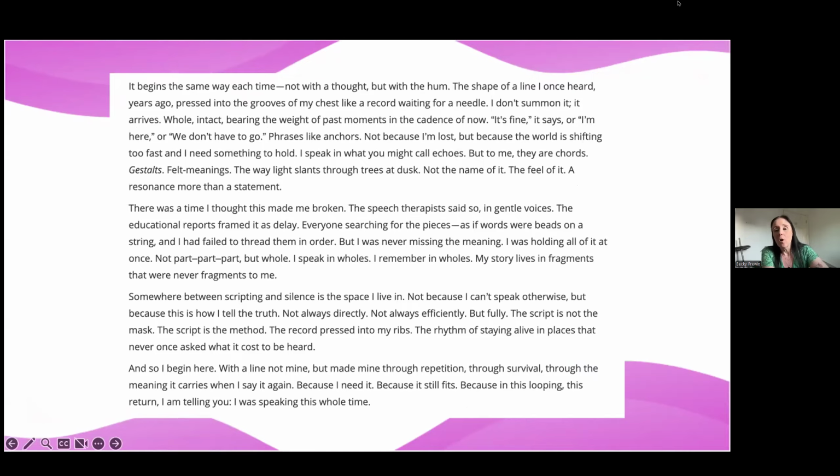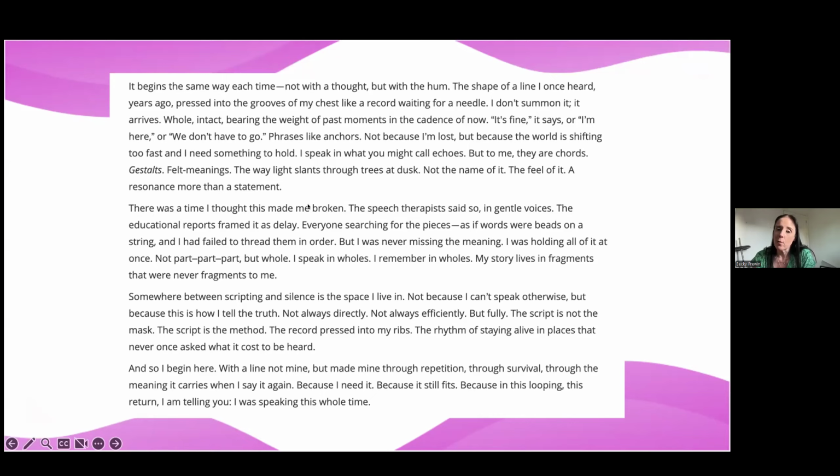And this is a long passage, but actually, I think it really helps to set the scene about what it is to be a Gestalt language processor. So it begins the same way each time, not with a thought, but with the hum. The shape of a line I once heard years ago, pressed into the grooves of my chest like a record waiting for a needle. I don't summon it, it arrives, whole, intact, bearing the weight of past moments in the cadence of now. I won't read the whole thing, but I thought this second paragraph was quite meaningful.